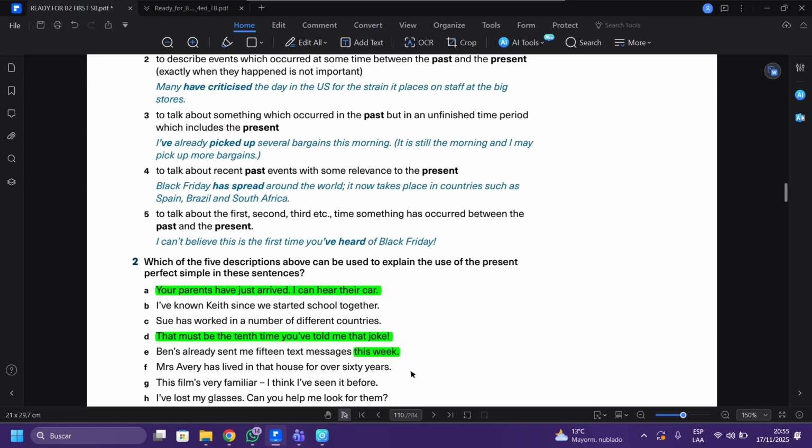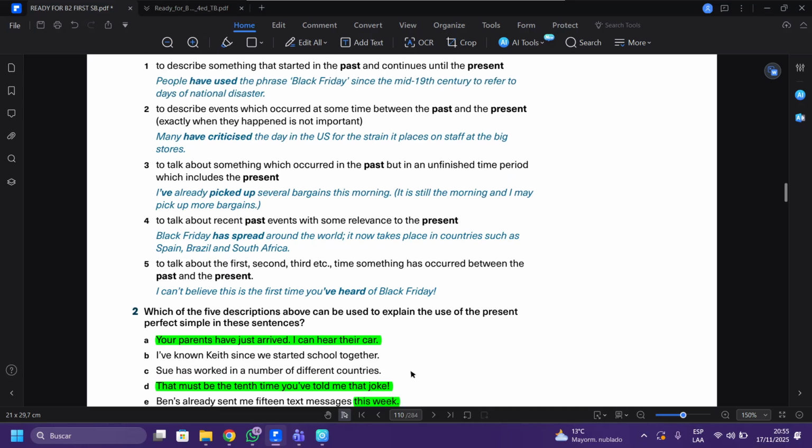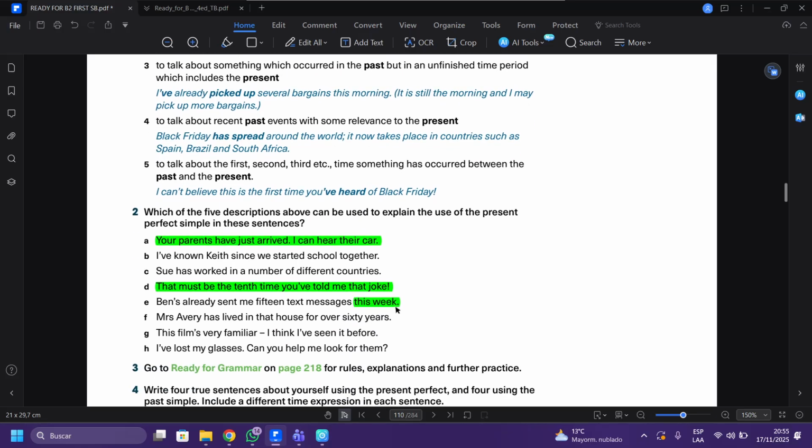Letter G, sorry. This film is very familiar. I think I have seen it before. This is really easy. I have seen it before. It is not a specific time. It is number 2. Okay, yes, of course, to describe events between the past and the present, and exactly when it happened doesn't matter. It is not important. And the last one, letter H.